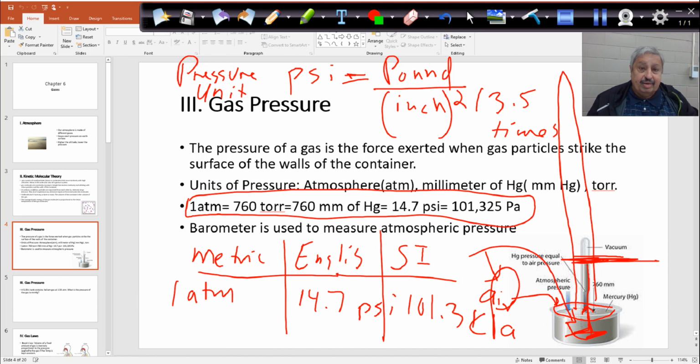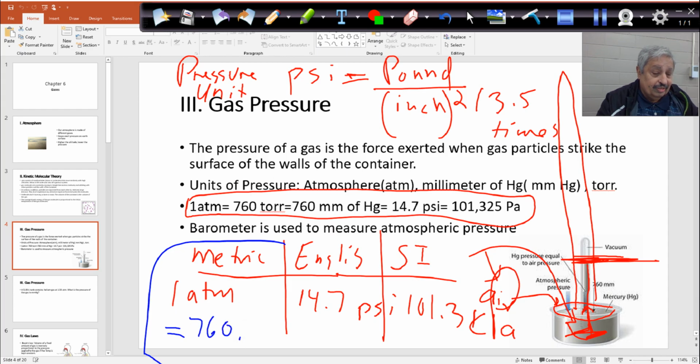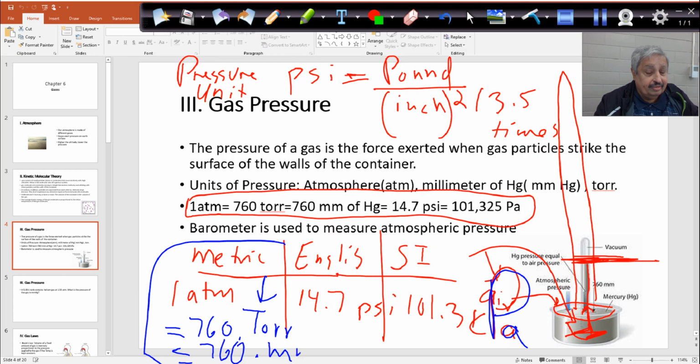So now, you come here and say, well, in the metric itself, you have an issue there too, because 1 atm in metric here is 760 torr. Whenever we have a capital, it means you honor the scientist. Capital T here, you honor the scientist. Correct? And the second letter. So torr is 760 torr, or 760 millimeter mercury. So that's all in metric. So that's the pressure. Correct?